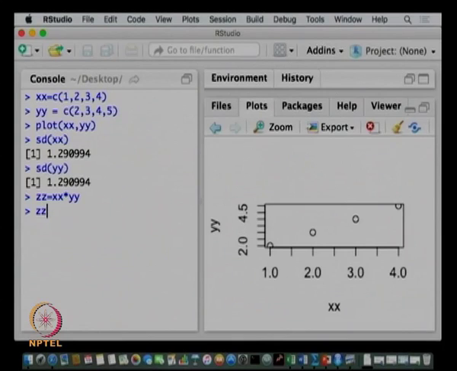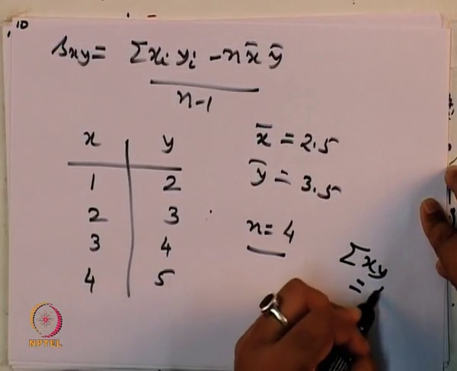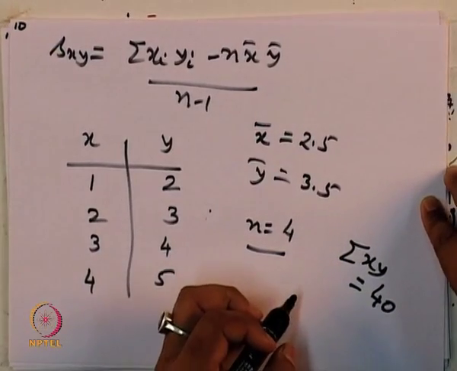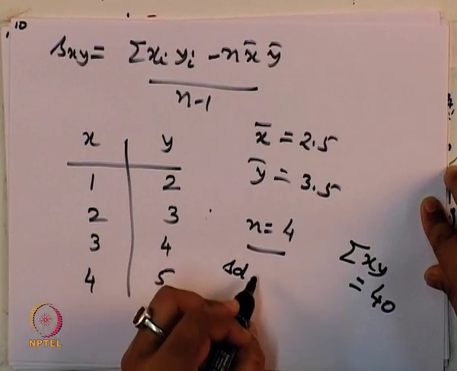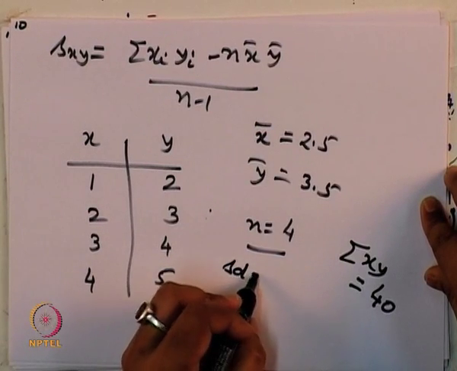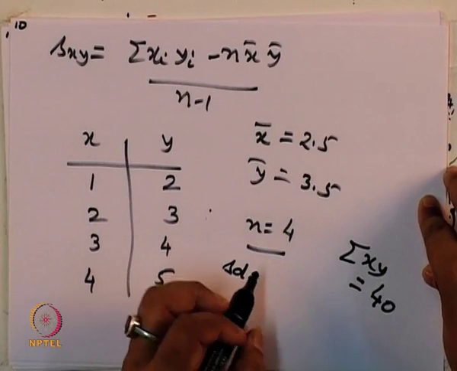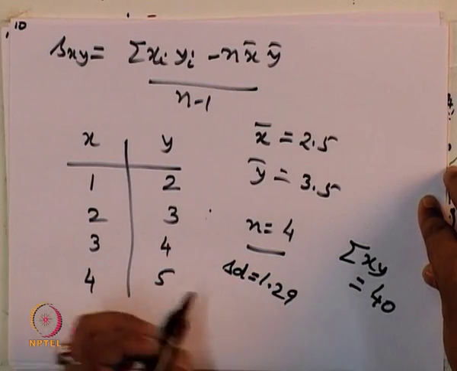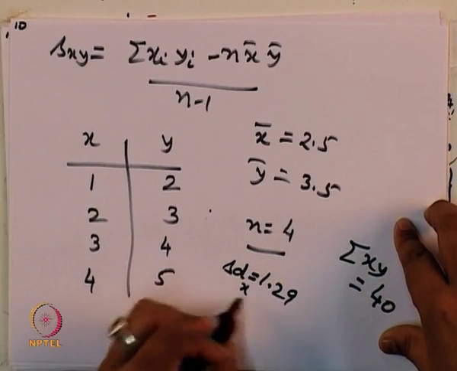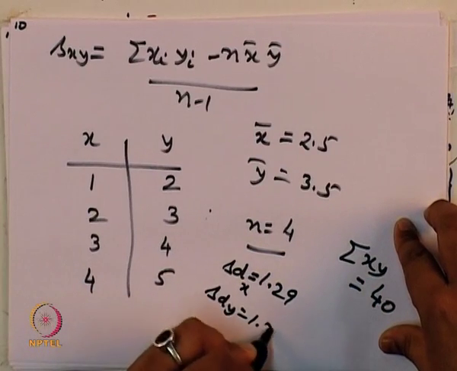So, I can find out the value of Zz, which is nothing but summation xy. What I have calculated is summation xy, then I can add up. If I do sum of Zz, I get the complete value, which is 40. Okay. So, I can see that summation xy is coming out to be 40. Standard deviation of x is 1.29, and Sd of y is also 1.29.